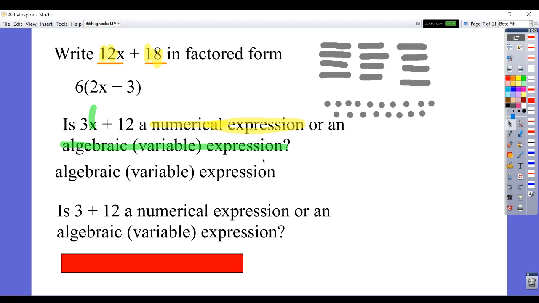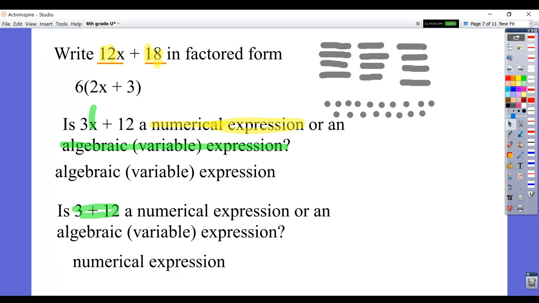Again, an example of a numerical expression only contains numbers. Algebraic or variable expression contains at least one variable term, which this does. And then in contrast to that, if you look at the next question, is 3 plus 12 a numerical expression or an algebraic variable expression? Well, 3 plus 12 only contains numbers. There's no variable in sight. So that would be an example of a numerical expression. Again, numerical means numbers, just numbers.